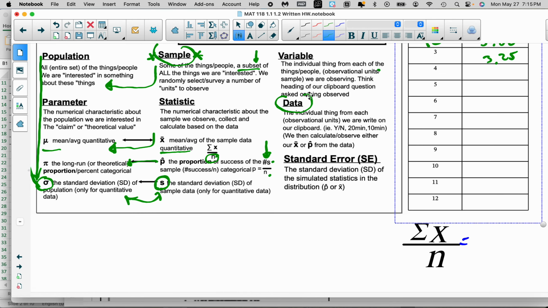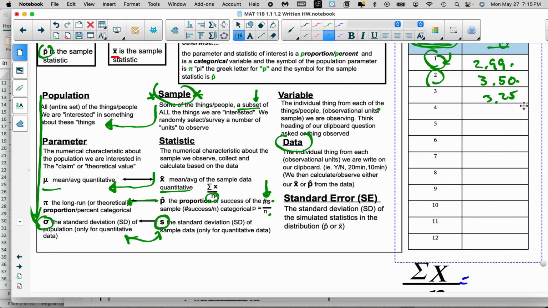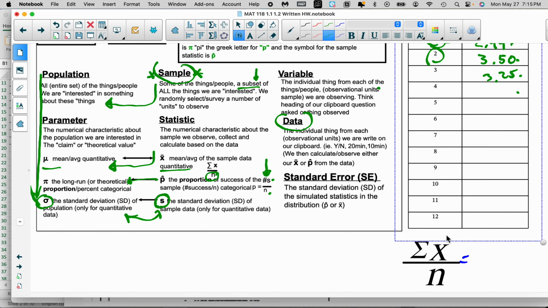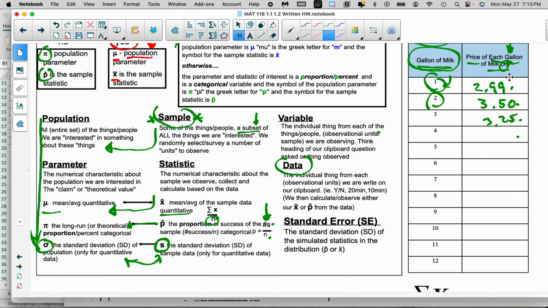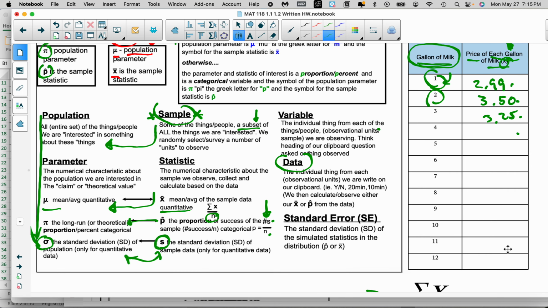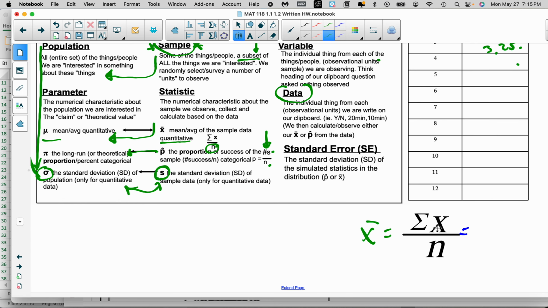And then we would say the data is this collection of all, in this case, the 12 gallons of milk that we observed. So how does that translate into an X bar then? Well, our X bar would say we would add up the price of all the gallons, all the X's, we would add them up, and we would divide by how many we sampled. So I sum up all the prices, divide by 12, we calculate our observed X bar.